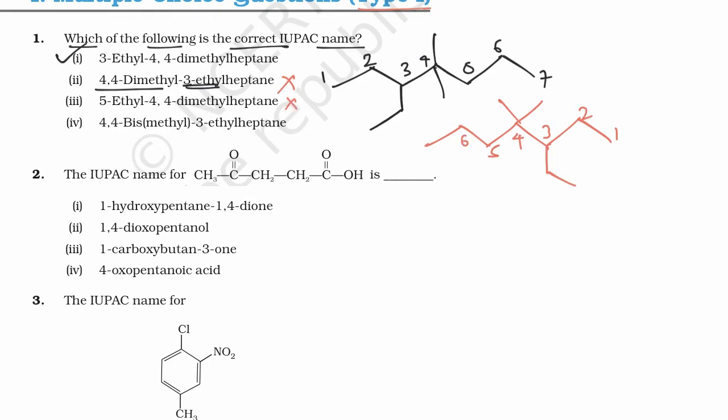In the fourth option 4,4-bis methyl, so if a methyl group is present then we have to use di instead of bis, so this is also incorrect and hence the first option is correct.